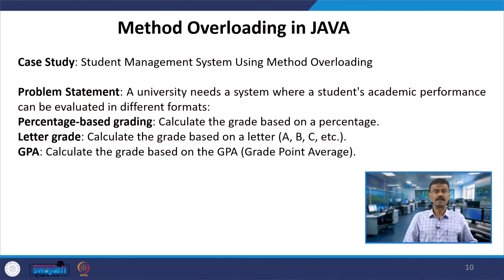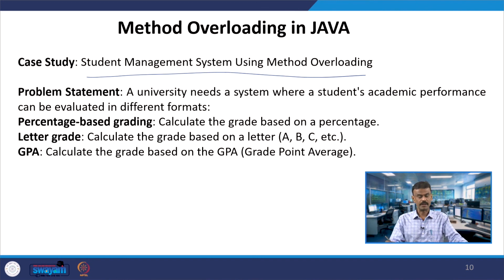So, we can see one case study: a student management system using method overloading. The problem statement goes like this: a university needs a system where a student's academic performance can be evaluated in different formats. What are the formats? Percentage based grading, which calculates the grade based on the percentage, and the second one is letter grade, which calculates the grade based on the letter.